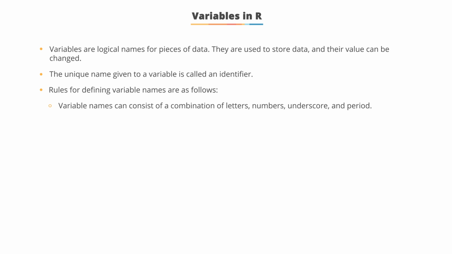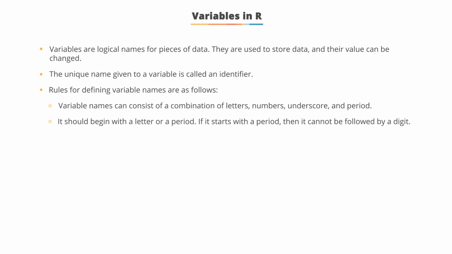The first is that it can consist of letters, numbers, underscores, and periods. The second is that it should begin with a letter or a period. Now, if it starts with a period, then it cannot be followed by a digit. Rule of thumb in the field, though, says that we should always start with a letter or word.